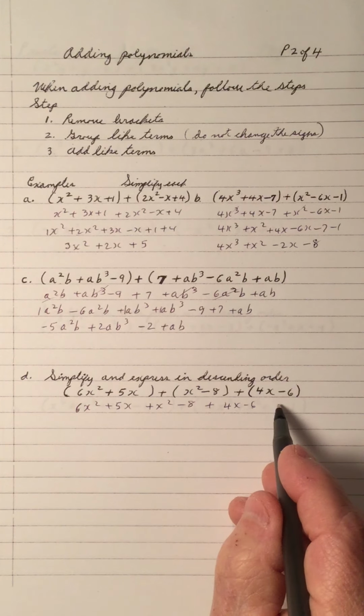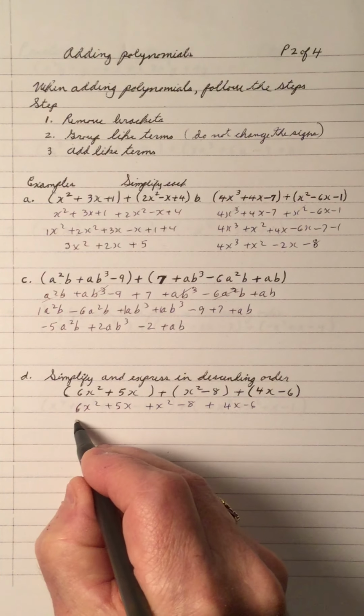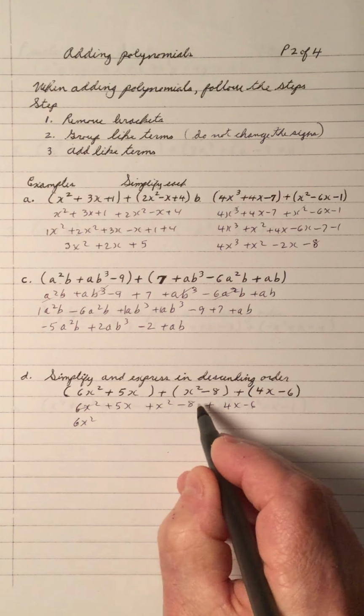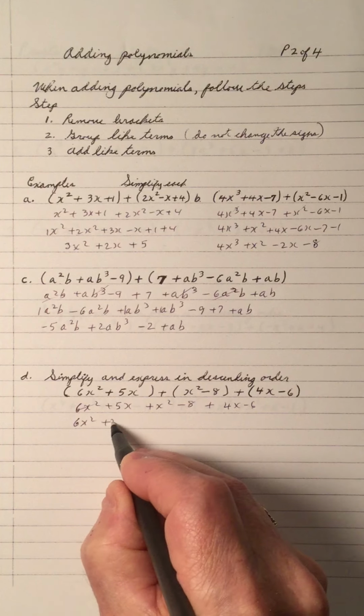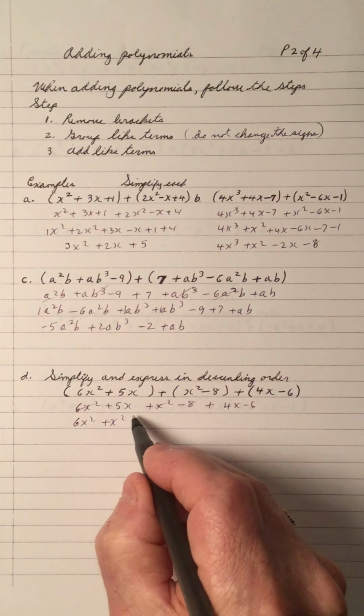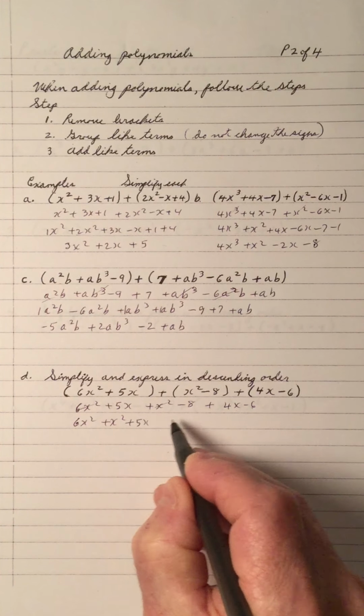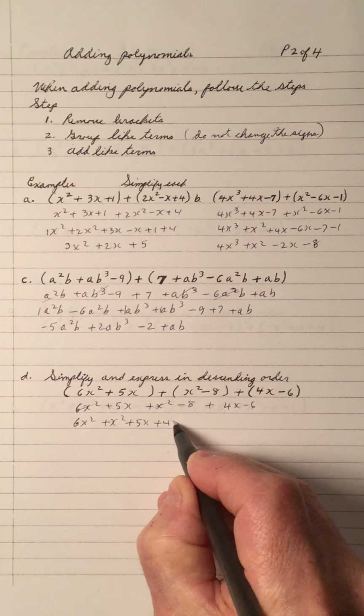Now that I have the brackets removed, I will group the like terms. So I've got a 6x squared and a plus x squared. They're done. Then I have a 5x and a plus 4x.